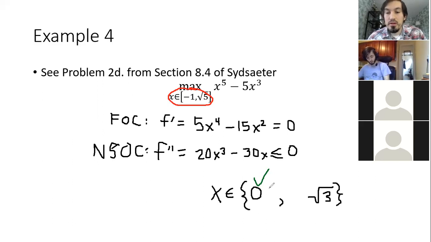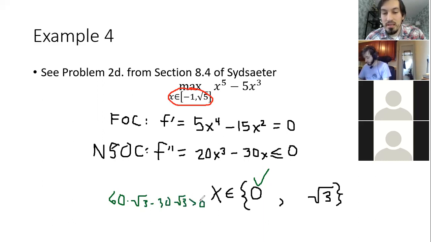And how about square root of 3? 20, ooh, this is hard. Oh man, do we need a calculator for this? 20 times the square root of 3 cubed minus 30 times the square root of 3. You know how I can simplify this? The square root of 3 squared is 3. So this actually would become like 60 times the square root of 3 minus 30 times the square root of 3. And that is definitely positive, isn't it?